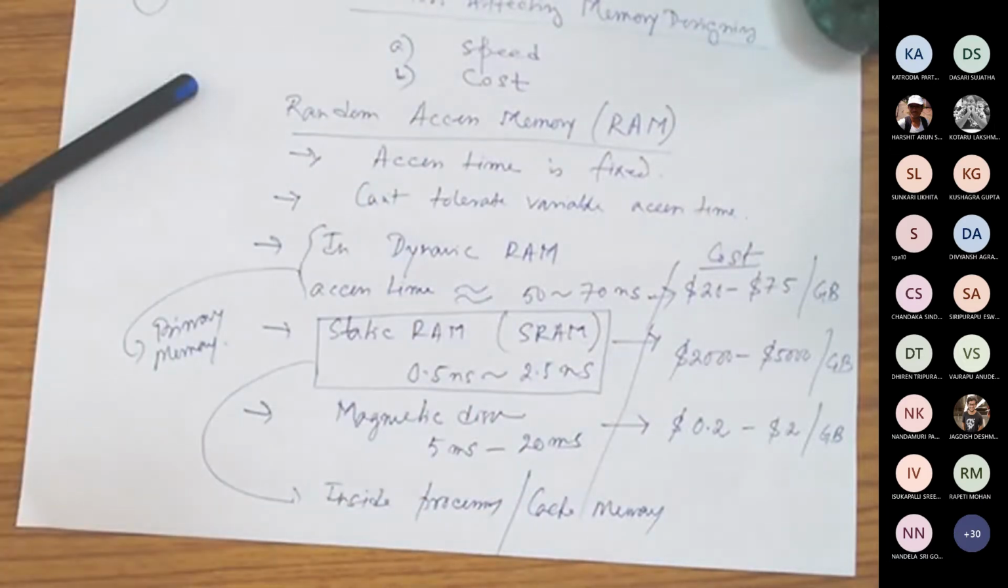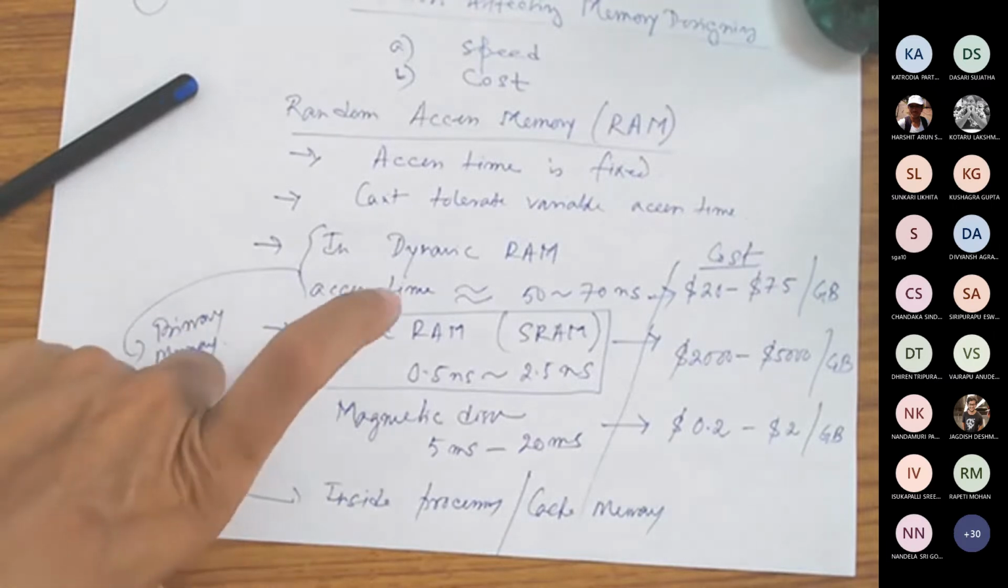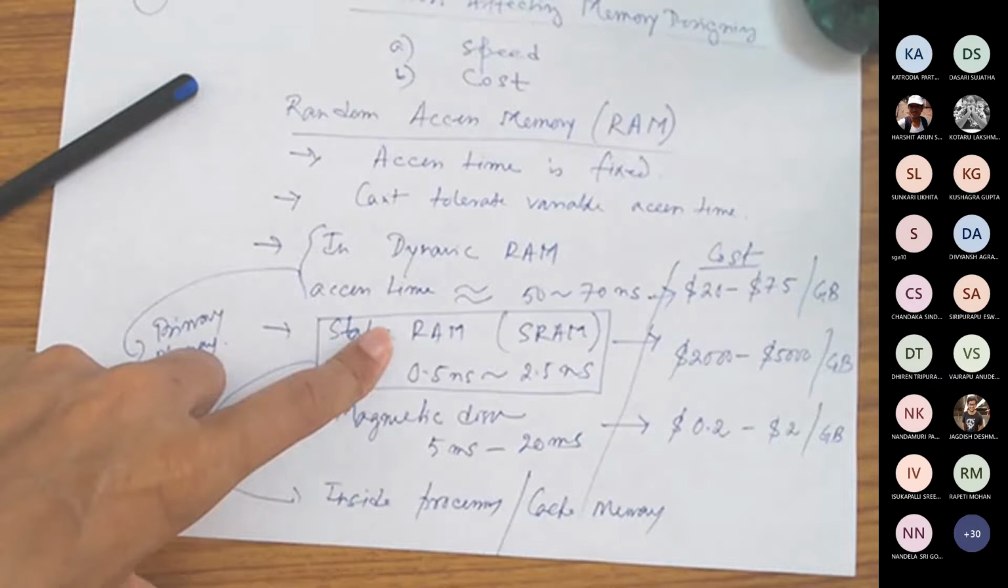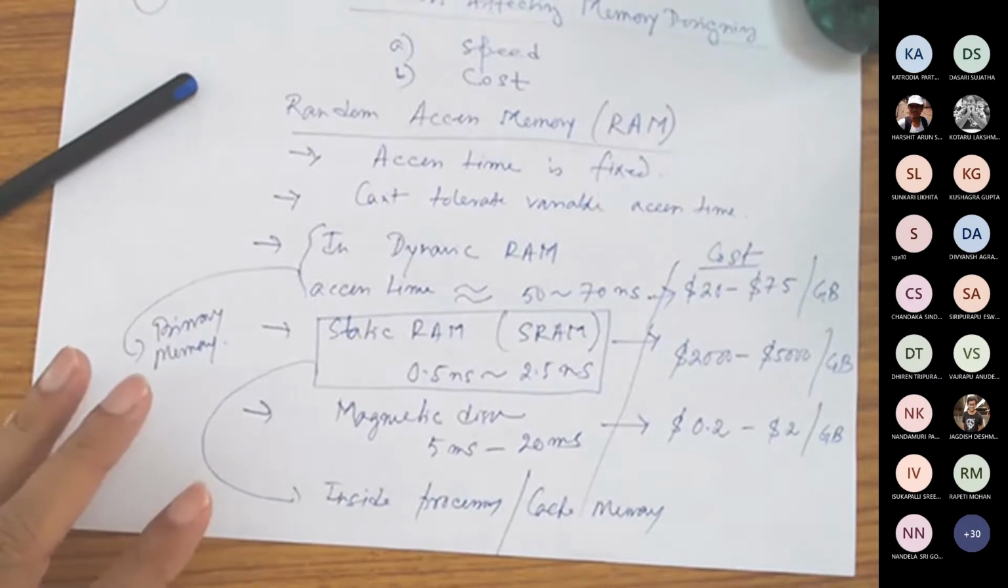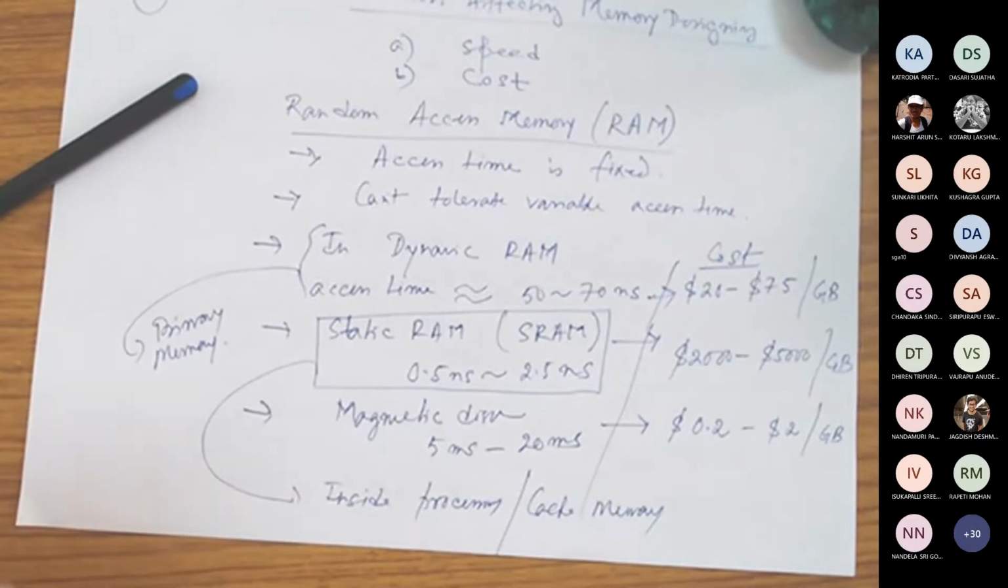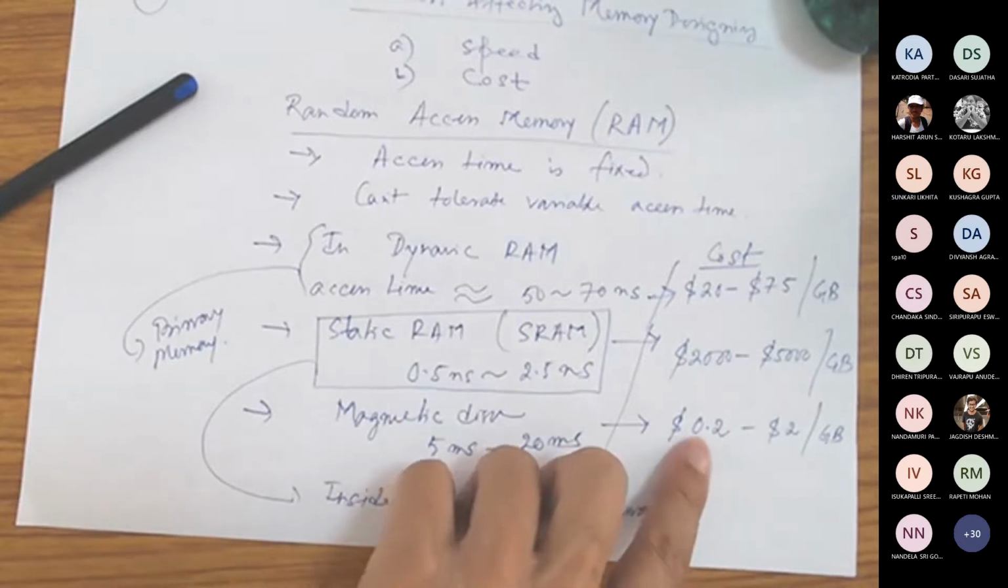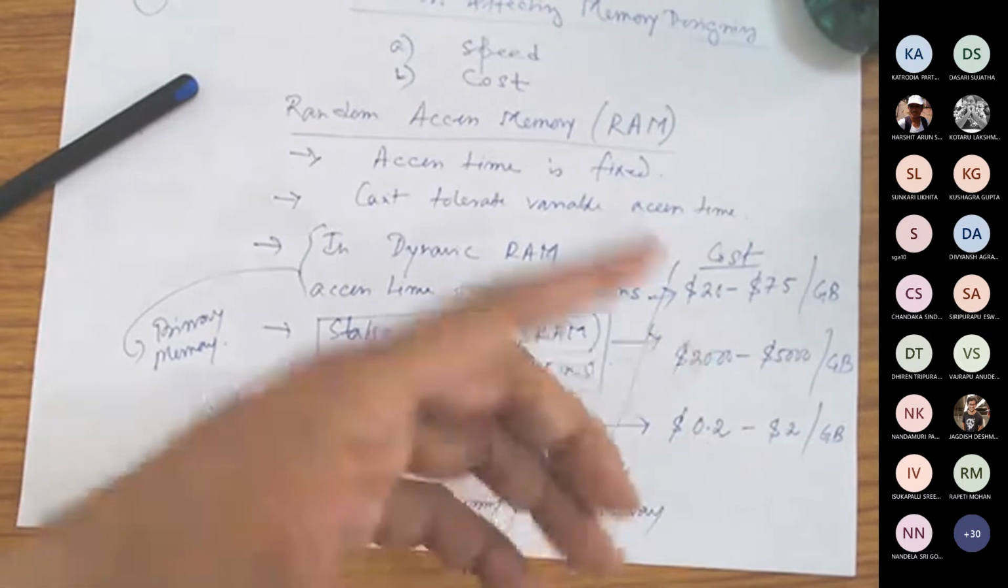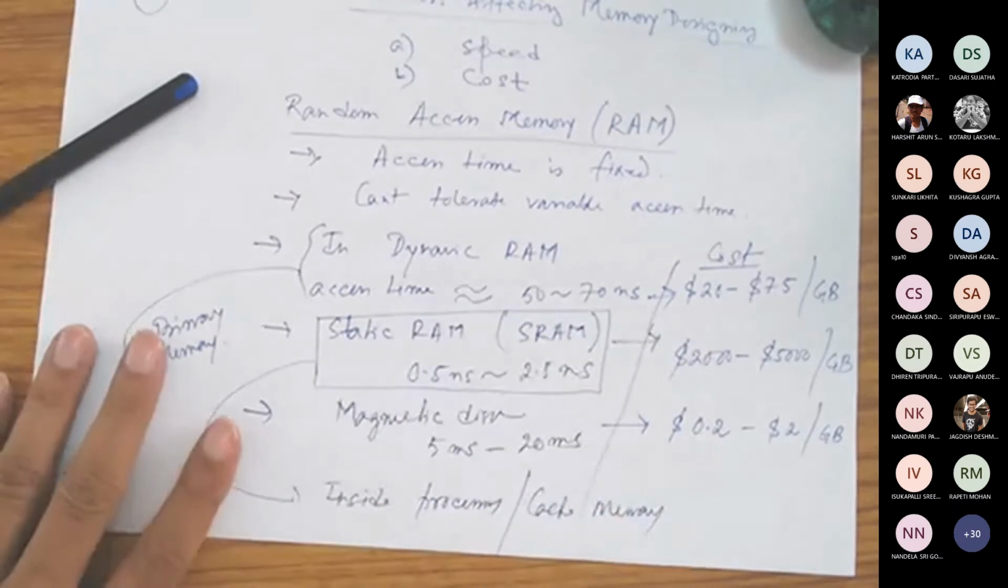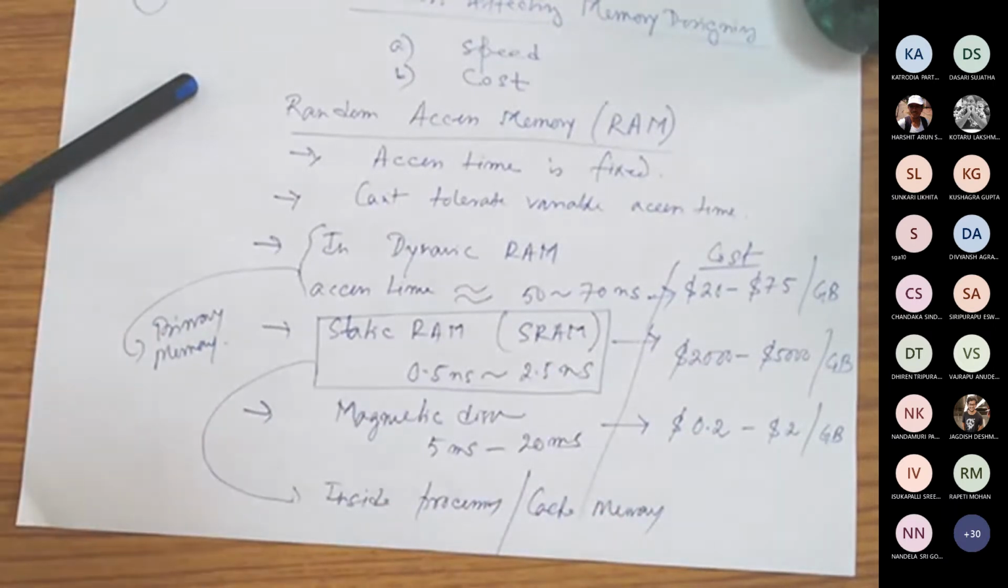disk, which is not possible. The ideal memory should be one that has the access time of static RAM. They're very fast. Whereas the cost is $0.2 per GB, which is the cost of the disk.